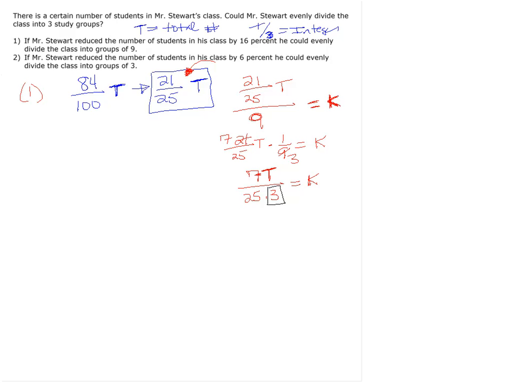Think about it. The only way k could be an integer is if 3 divides into t, because you know 3 does not divide into 7. 7 is not a multiple of 3, and 3 is not a factor of 7. Okay, so the only way for k to be an integer is if t is a multiple of 3.